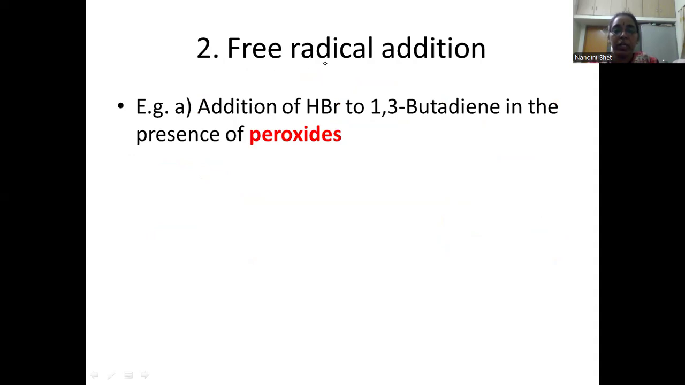Let us now study second reaction, that is free radical addition. Earlier we have discussed addition of HBr, but it was simple addition, not in the presence of free radical. Now this is second reaction, that is addition of free radical to 1,3-butadiene. Example, we can take HBr itself. So once again, the reaction is similar.